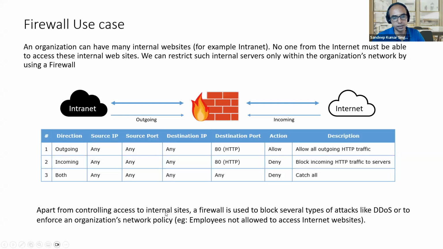Apart from controlling access to the internal sites, a firewall is used to block several types of attack, like DDoS attacks, or enforce an organization's network policy. Example, employees not allowed to access certain internet websites. So if you do not want your employees to access a certain type of website, it could be more of reels. If you do not want them to access, you can define a rule in the firewall. If you do not want them to access certain categories of website, let's say gambling, right, then you can block those kinds of traffic using the firewall as well.